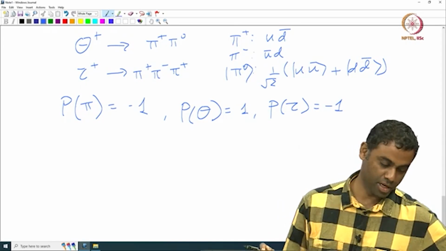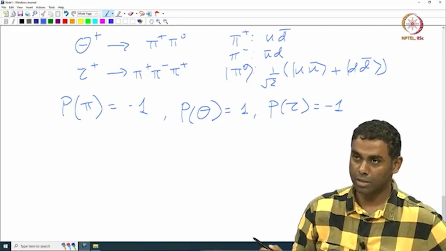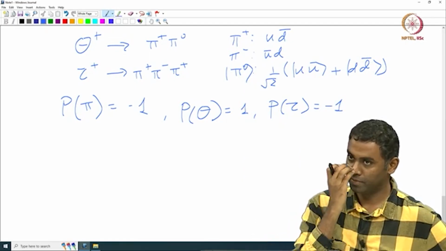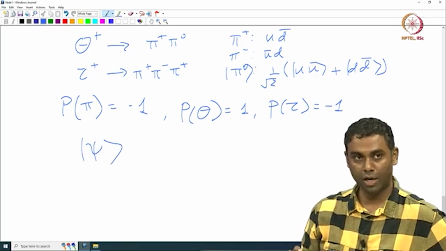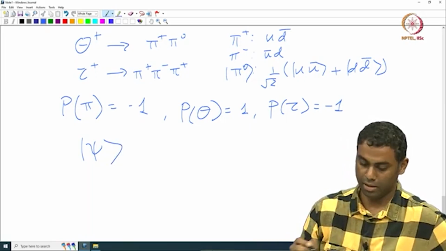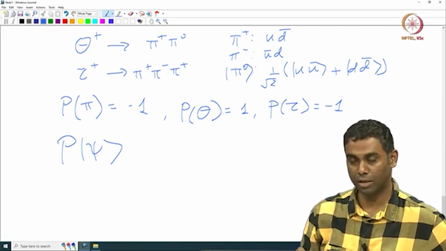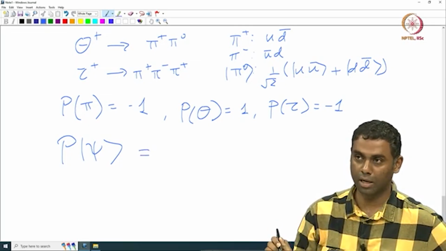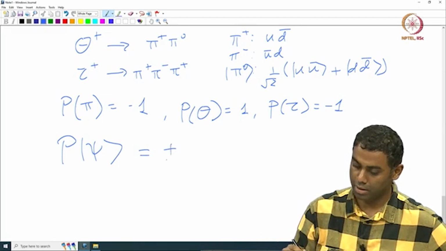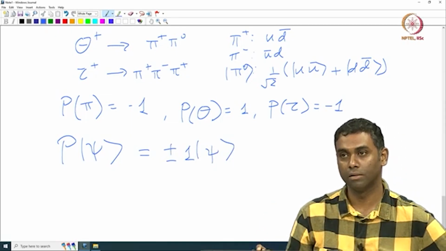So what is intrinsic parity? I told you that it is a quantum number like any other quantum number. So what does it precisely mean? It means that if I treat particles as a quantum state, I can operate upon it with the parity operator, and if it's an eigenstate of this operator, then I should get eigenvalues of plus or minus 1. How do I know that?